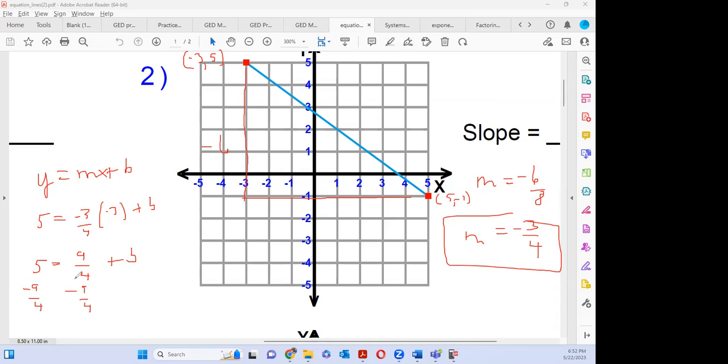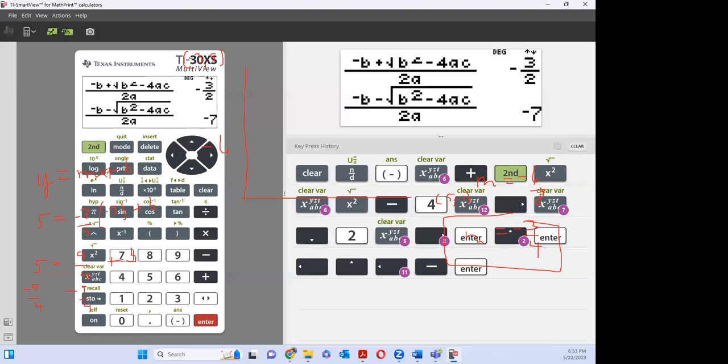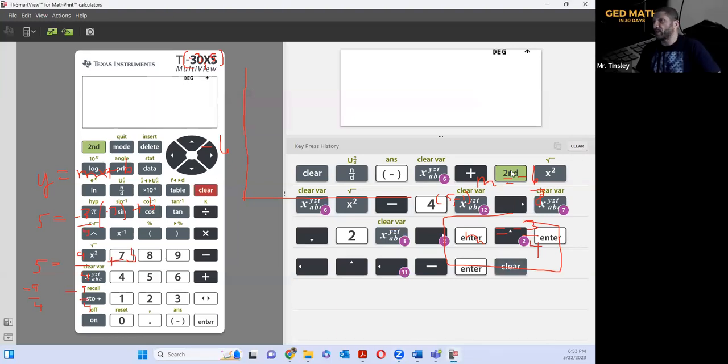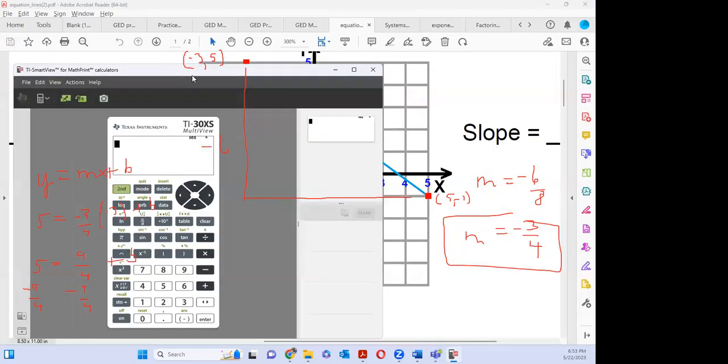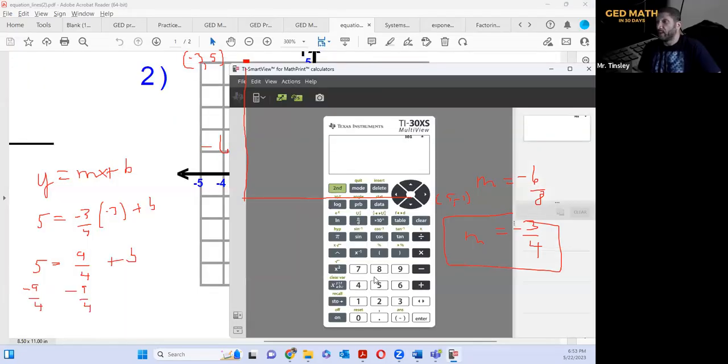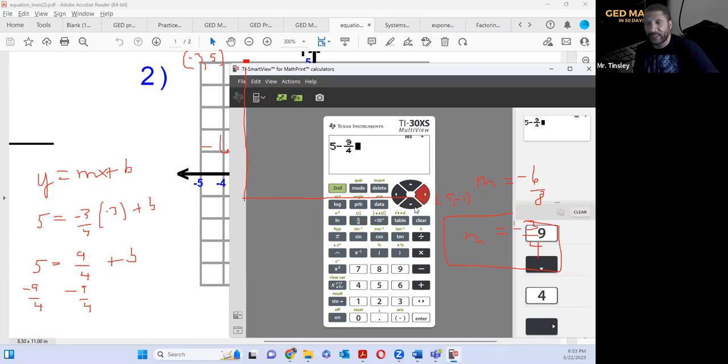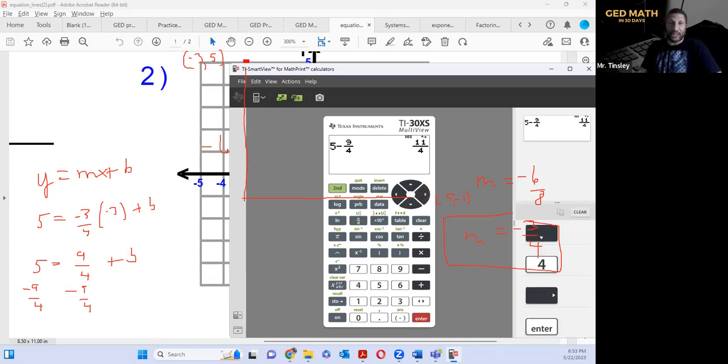But guess what? I don't feel like doing that. Again, you should know by now how to put fractions in your calculator. If you don't know, I don't know what to say. That means you ain't in that ebook. 5 minus 9/4. Don't waste your time trying to find a common denominator and all that mess. Let the calculator do it for you. So you get 11/4 = b.